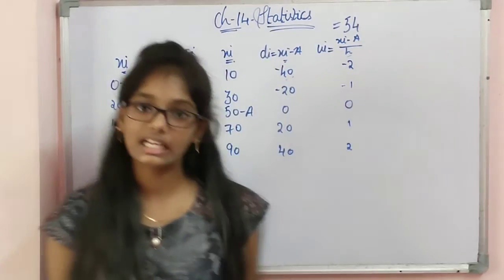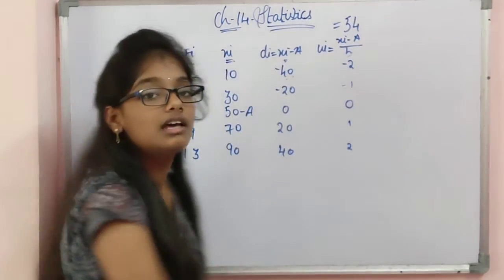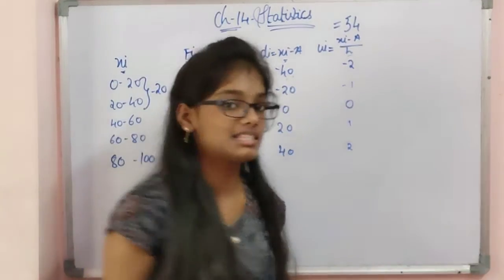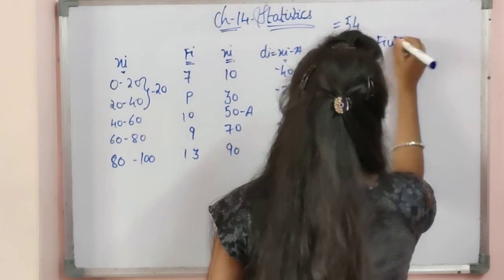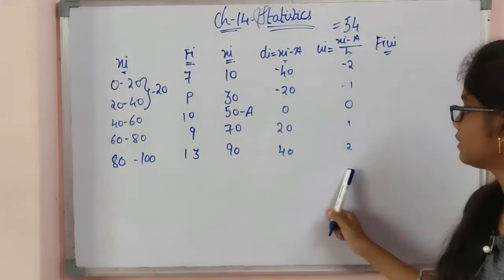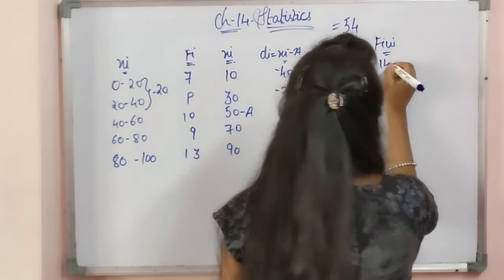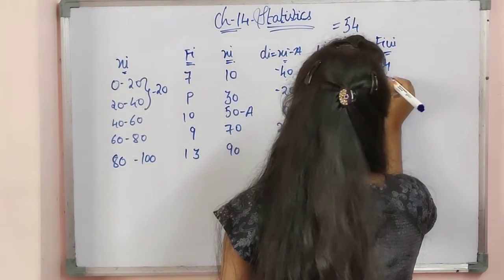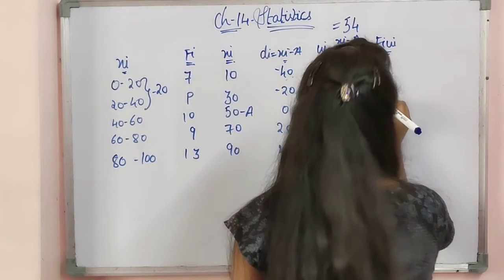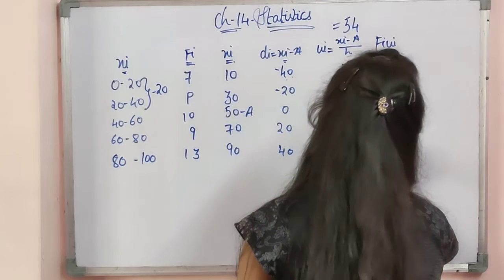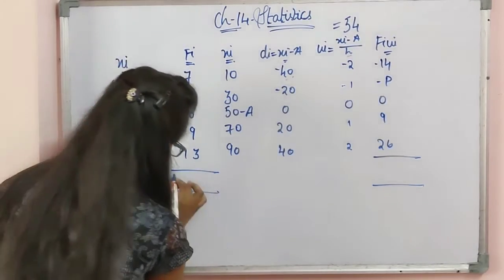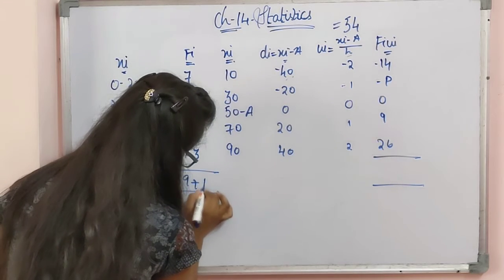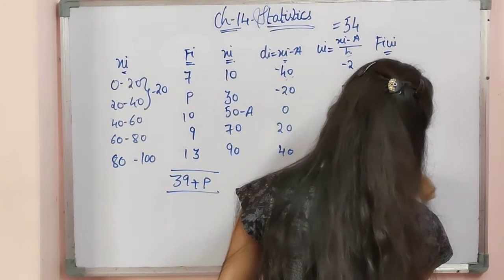If you need better clarification on how I am doing these, better see my last sessions. Next, Fi ui. You have to multiply these values with these values. We get minus 14, minus p, 0, 9, 26. Then we add these values and these values. When we add, we get 39 plus p for sigma Fi, and 21 minus p for sigma Fi ui.